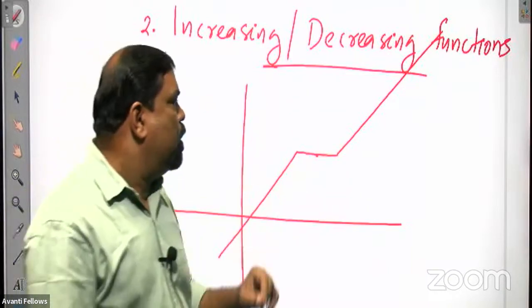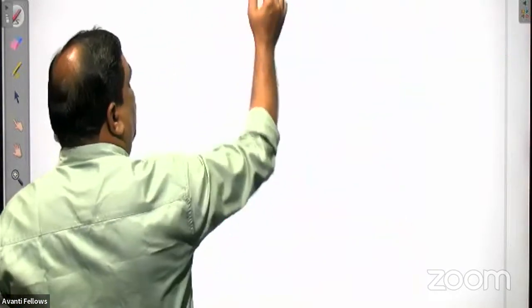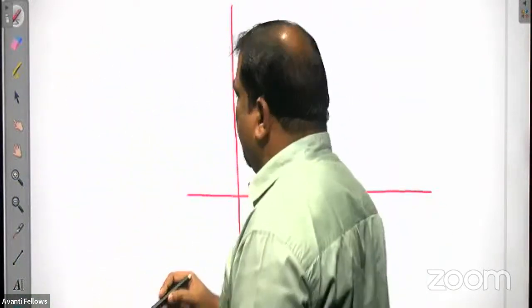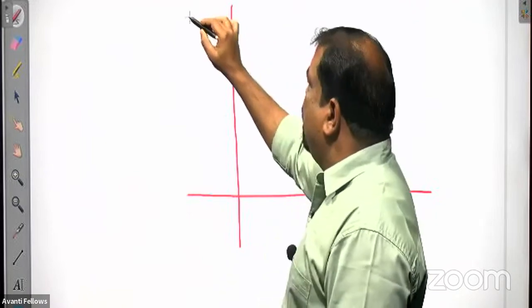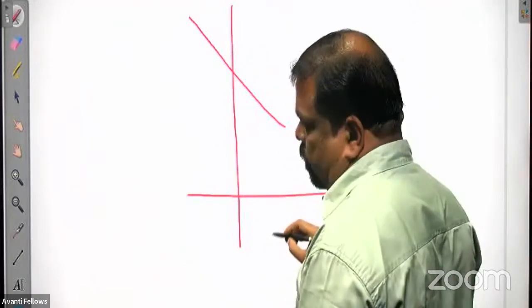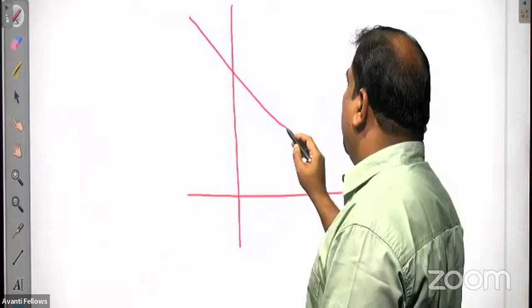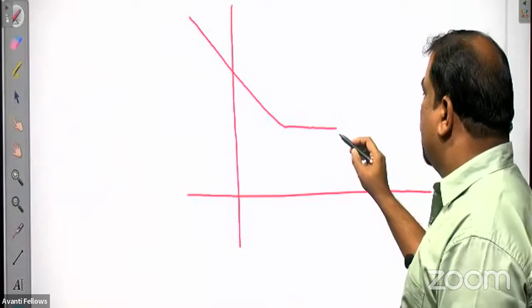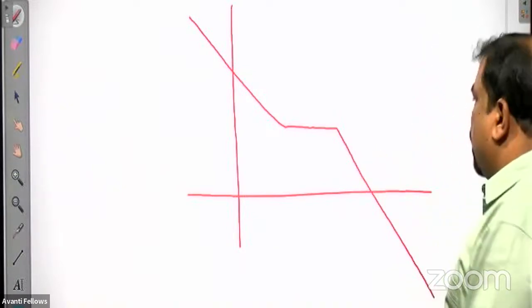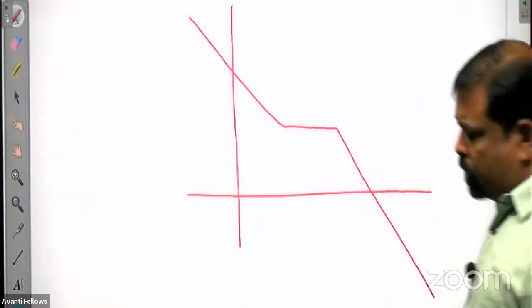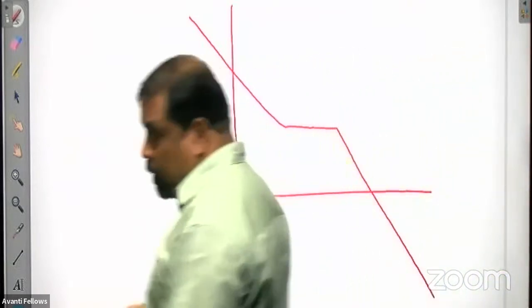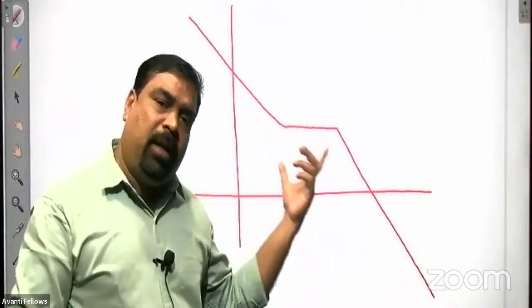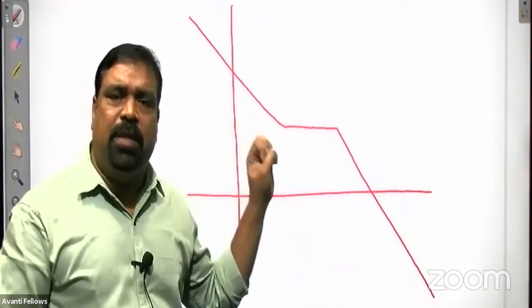Similarly, what is meant by decreasing? You can easily guess, no? It may be strictly decreasing. After that, it may be stable, same, constant, no increase, no decrease. Then again, it will be decreasing. So if the graph of a function is like this, then we say that this is a decreasing function.